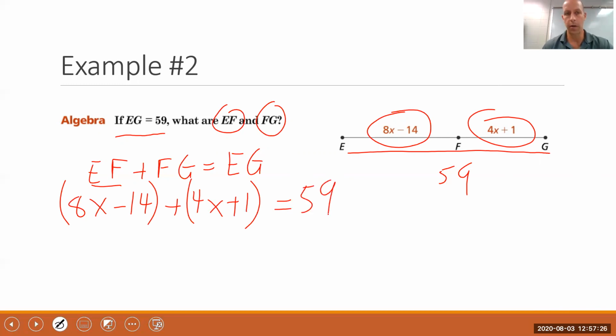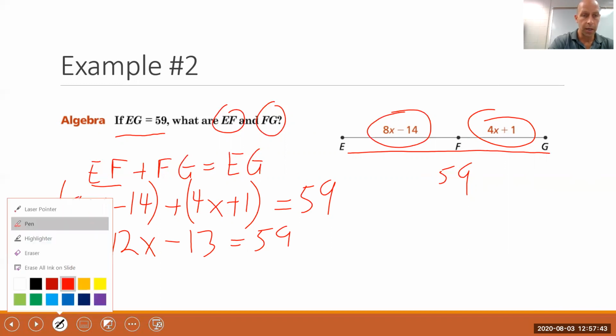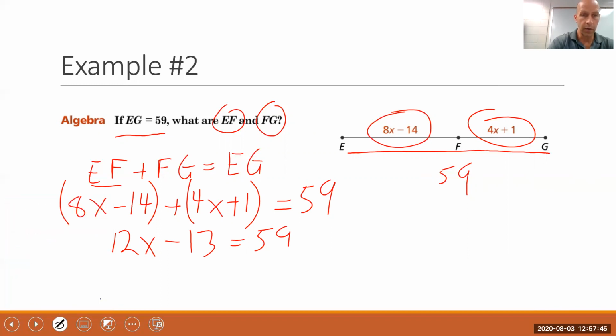Now we've got to do a little bit of algebra, and that's no big deal. We take 8x plus 4x, which is 12x. Negative 14 plus 1 is negative 13, which equals 59. Now we need to solve this, and I'm just going to review some of this algebra. I want to add 13 on both sides, and that's going to give me 12x equals 72.